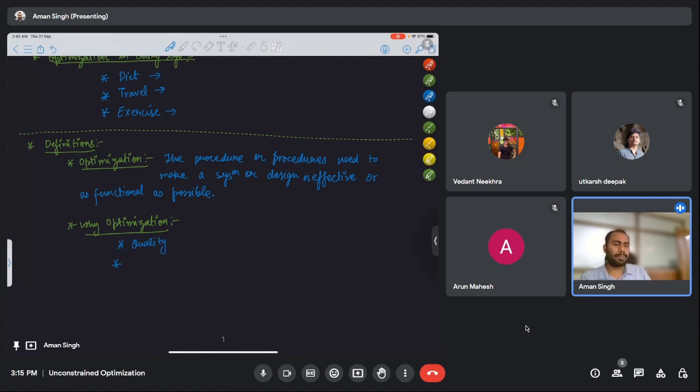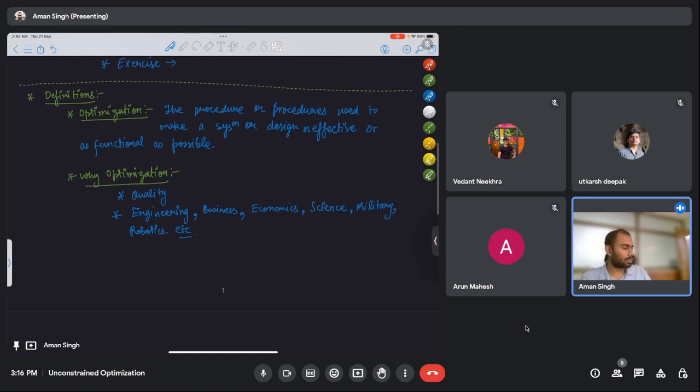And there are several applications in various branches of science. Engineering is at the heart of it: almost all the engineering branches use optimization somewhere, maybe formally or informally. There is always optimization involved. It's also used in business, taking business decisions, economics. It's used in science and military applications. It's also used in robotics, control, etc. So there are several branches of science where optimization is used.